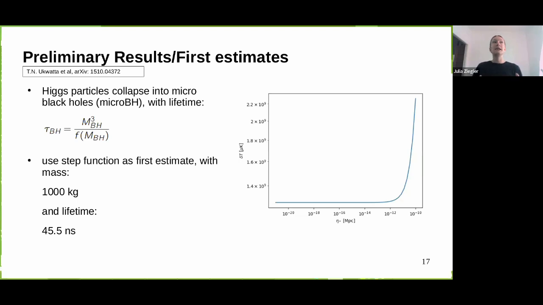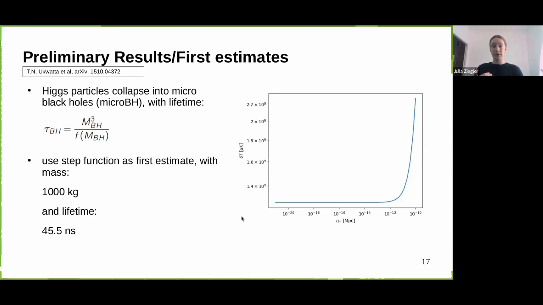And a first estimate has shown that these tachyonic Higgs particles would collapse into micro black holes with a mass of order 1,000 kilograms, very roughly. And the lifetime of these micro black holes would be the usual black hole lifetime that depends on the mass to the power 3.